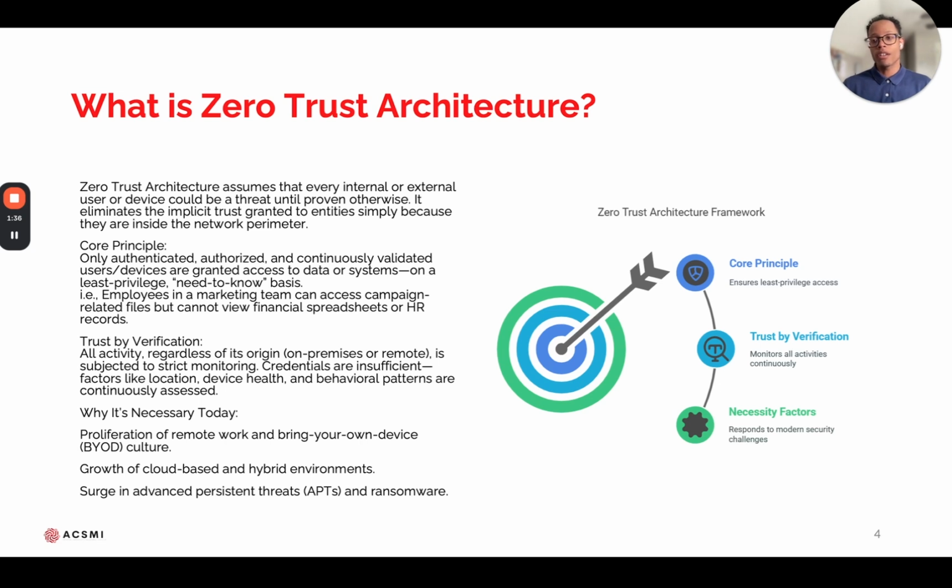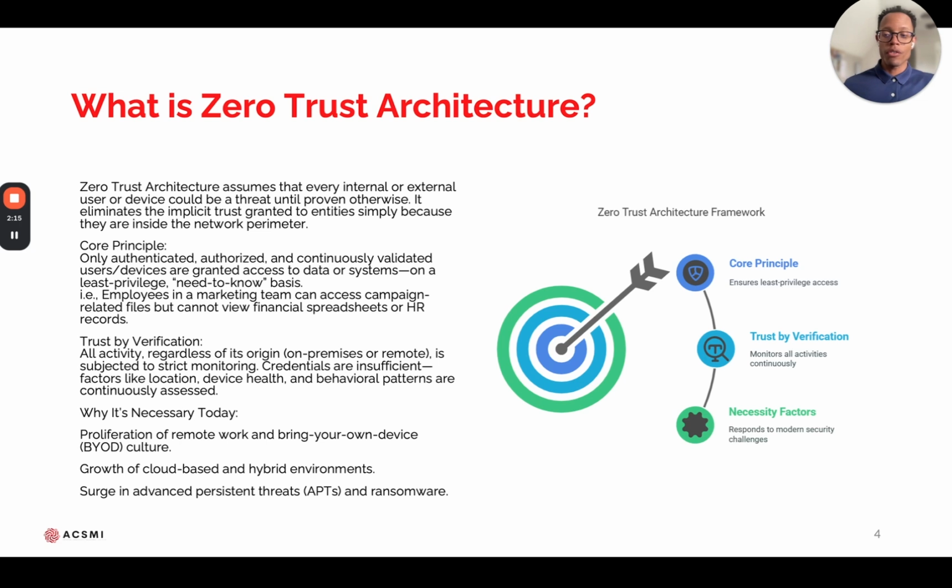That's segmentation. Now, trust by verification means all activity, regardless of where it came from, whether the user is remote or on-prem, is subject to monitoring and logging. Credentials are very important. If a credential is compromised, that can be really bad, especially if it has admin level permissions, because then you run the risk of a bad day for the organization.